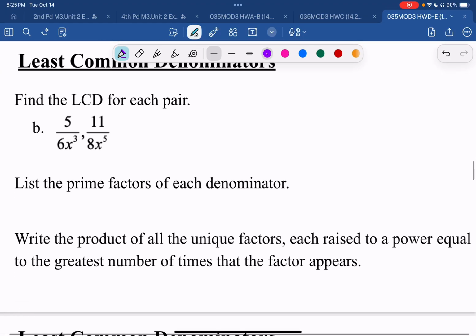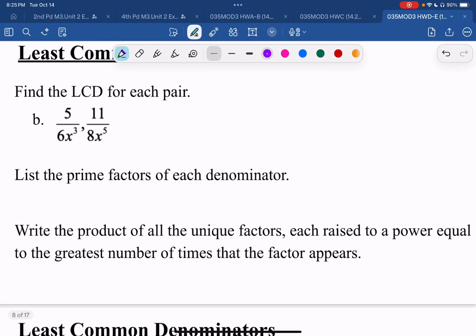All right, let's look at finding the LCD for this one. So you've got 6x cubed and 8x to the 5th. So let's look at 6x cubed. Okay, we'll start with 6. So 6 would be 2 times 3. And then x is just x to the power of 3. Okay, then 8, x to the 5th. Well, 8 is 2 times 2 times 2, so that's 2 to the 3rd. And then x to the 5th.